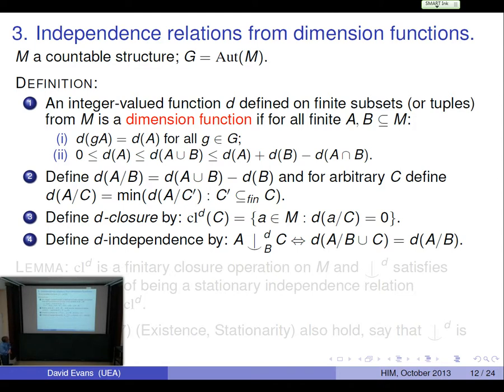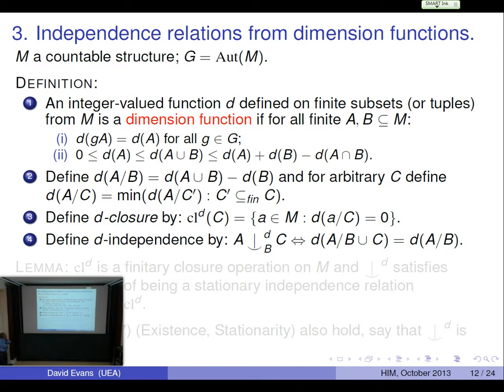The second one says three things. First, the dimension is greater than or equal to 0 for every set A. It also says that the dimension function is non-decreasing, so the dimension of A together with B is at least as big as the dimension of A. And then the third thing is sometimes called submodularity. The dimension of A together with B is at most the dimension of A plus the dimension of B minus the dimension of the intersection. Okay, so this is a reasonable thing to expect of a dimension function.